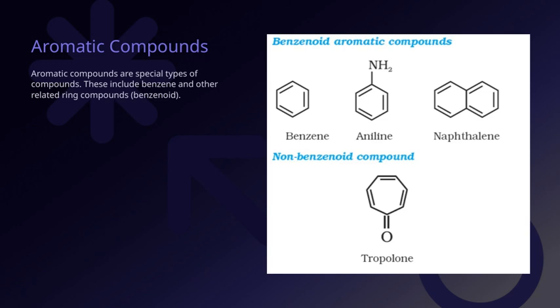This stability is due to a phenomenon called resonance, where the electrons are delocalized across the ring, making these compounds less reactive than other similar structures. Understanding aromatic compounds is key because they appear in many important chemicals, from pharmaceuticals to plastics. So, recognizing their structure and stability helps us grasp their role in chemistry and industry.